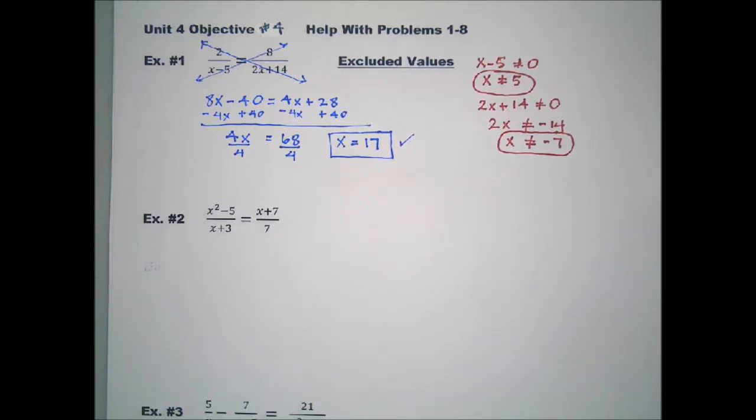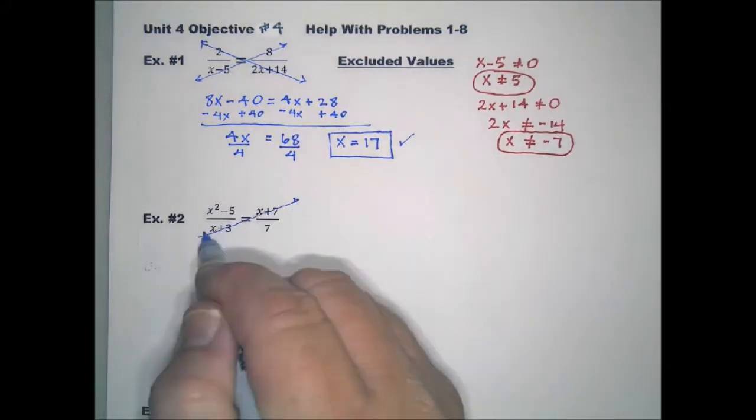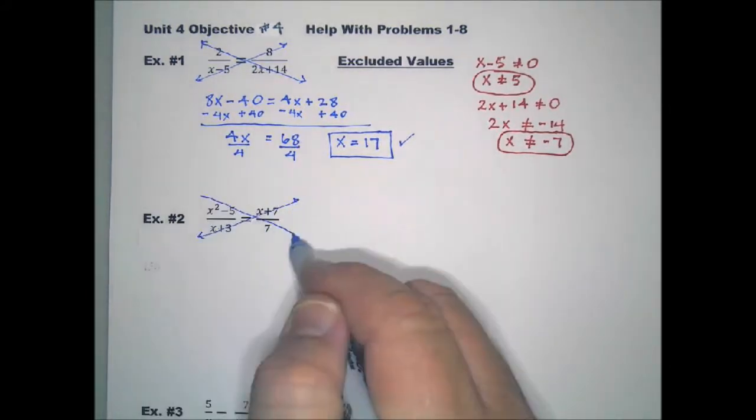Example number 2 is the same concept as example number 1. I've got a fraction on the left, I've got a fraction on the right, and I've got an equal sign in the middle, which again means I'm going to be cross-multiplying to create my equation.